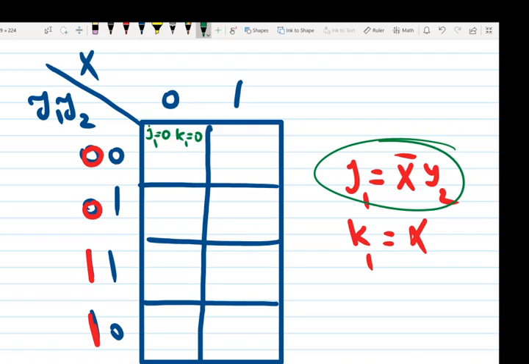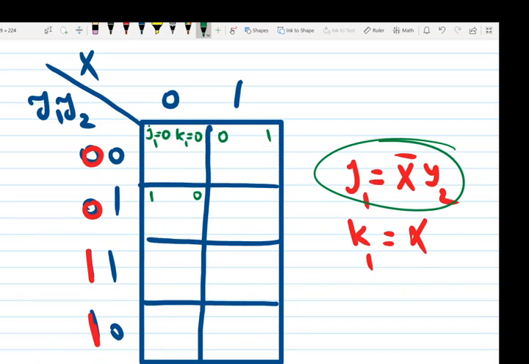For the next state, again, for this cell, J is X bar, which is 0, of course, because X is 1. So J is 0 and K is 1. Okay? So let's complete J and K for all these cells. For this cell, Y2 is 1 and X bar is 1, so J is 1. What is K? K is equal to X, which is 0.